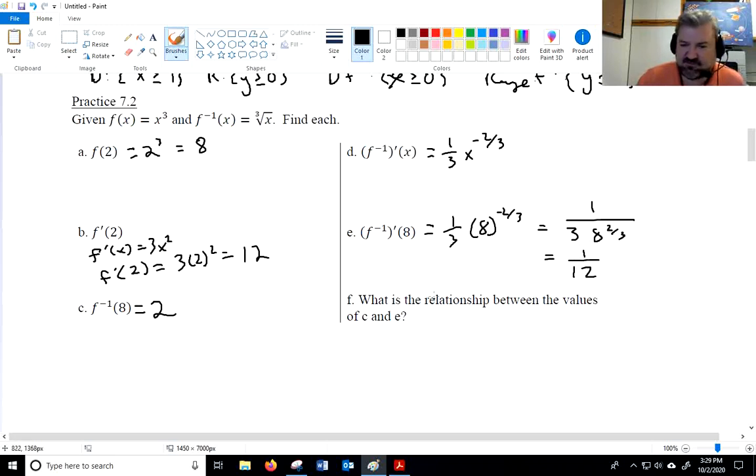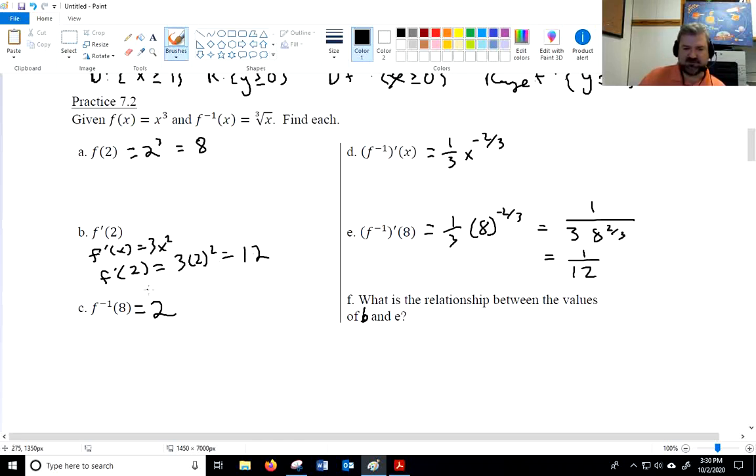So what's the relationship that we see between C and E? Well, you know what? I really should say B and E. B and E. So the relationship that we see is that the derivative is 1 over this function's value at f prime of 2. So, oh, I see. I wanted you to think about B, C, and E.